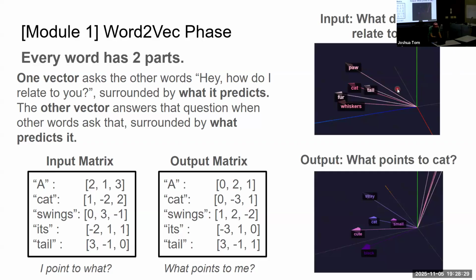So yeah, you can see, what does cat relate to? Cat has a tail, whiskers, fur, and paw. And what points to cat? It could be what words precede the word cat. So a cute cat, a tired cat, a fluffy cat. So there's the input and output. That's the two different vectors that make up a word. And those two vectors, being able to differentiate what comes in and what goes out, is critical to being able to actually provide meaning to a word given another one.